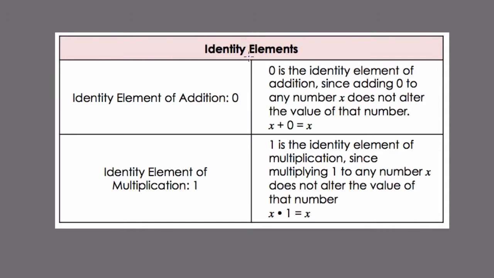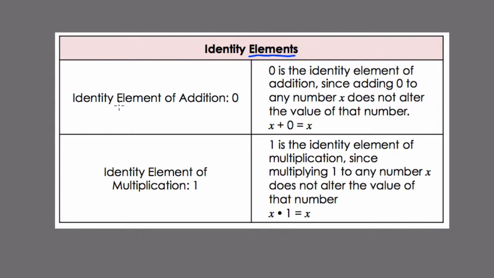Now, an element is a word in mathematics that we use to describe variables and numbers, all types of things. Here specifically, we're describing variables and numbers. It's a number or it's a variable. So there's two identity elements we look at.